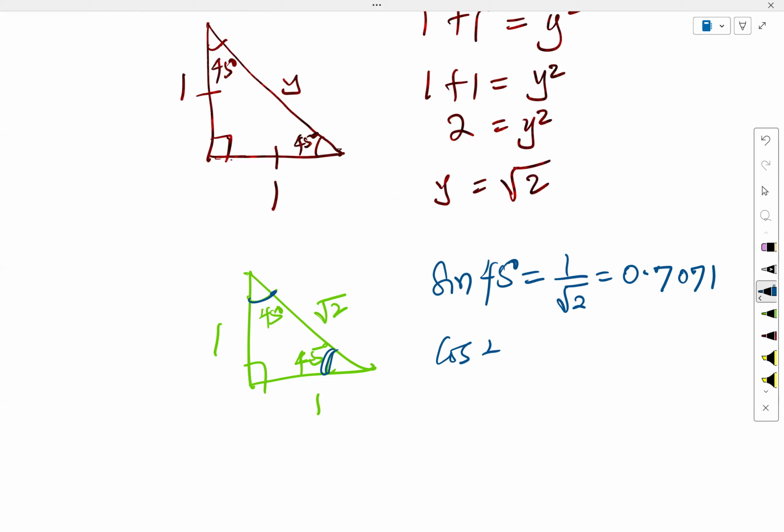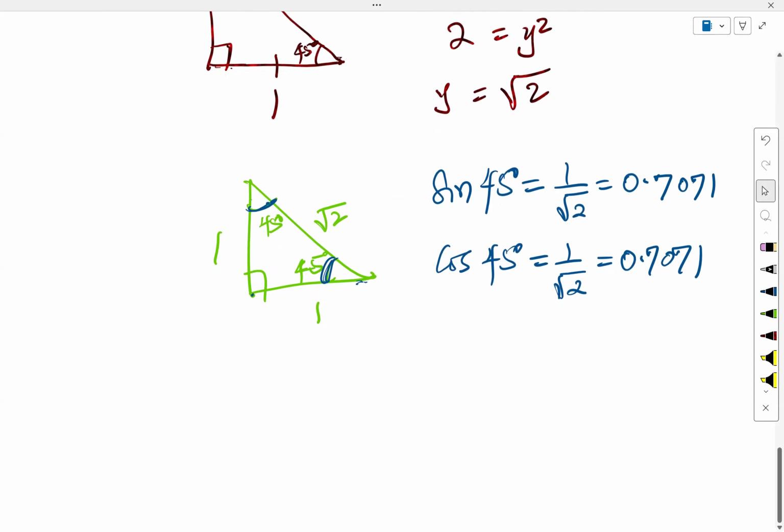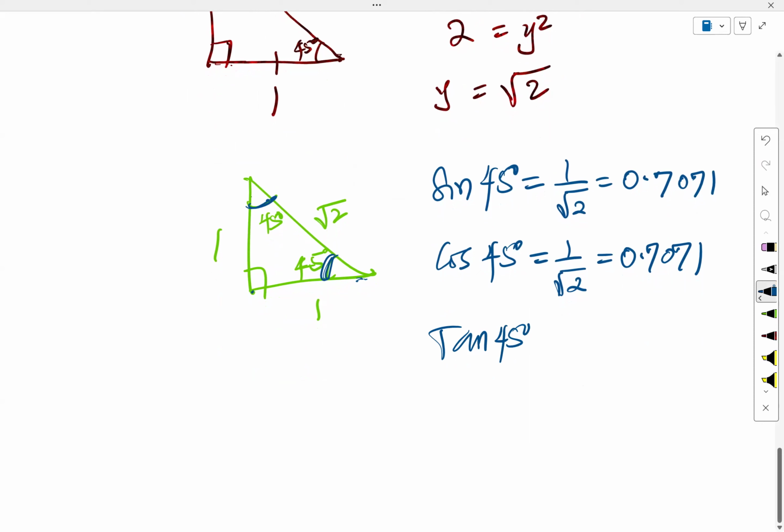So if you go for cos 45 degrees, you have again adjacent 1. If you take this 45, the adjacent is 1 here. If you take this 45, this is the adjacent. So that's still 1, and the hypotenuse is still root 2. And the answer again is 0.7071. Lastly, what if you take tan 45 degrees? Tan 45 degrees is interesting because it is opposite over adjacent. That's 1 over 1. If you take this 45, that's opposite over adjacent. If you take this 45, it's also opposite over adjacent. So it means tan 45 degrees is 1.